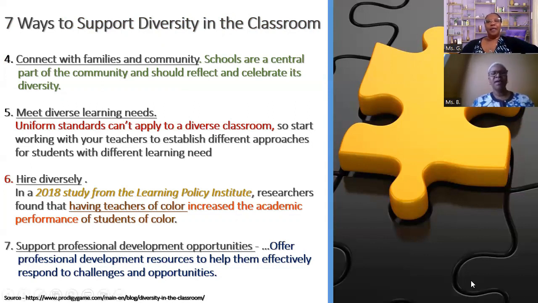Give us some other ways. Let's see what we got here. I think you just hit number five, dealing with meeting diverse learning needs, with the different levels of students that we encounter from class to class. That's true.